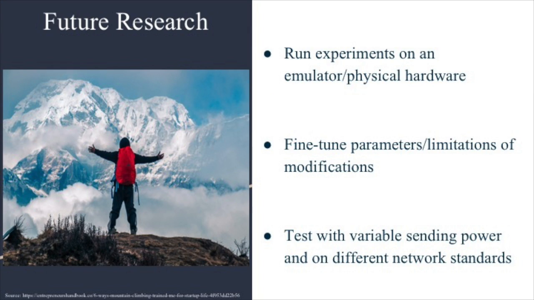And this brings us to our future research, represented by the larger mountain in the background. We see this taking 3 possible directions. First, running experiments on an emulator or physical hardware. This would eliminate some of the abstractions assumed by our simulator experiments. Additionally, you could fine-tune the parameters and limitations of our modifications. You could make it such that there were no network instances where we underperformed.